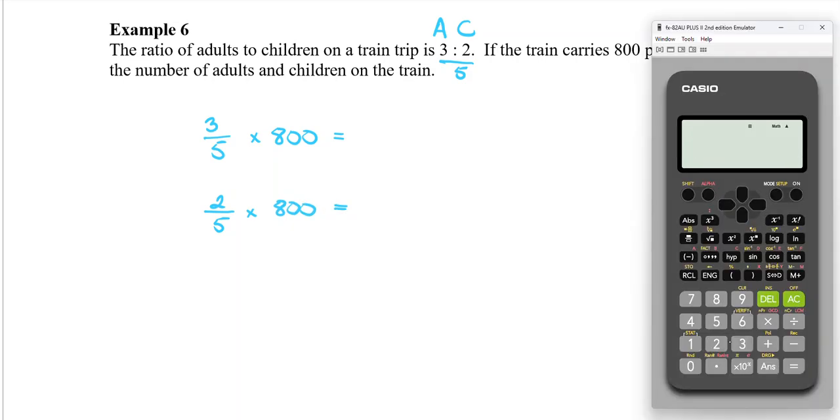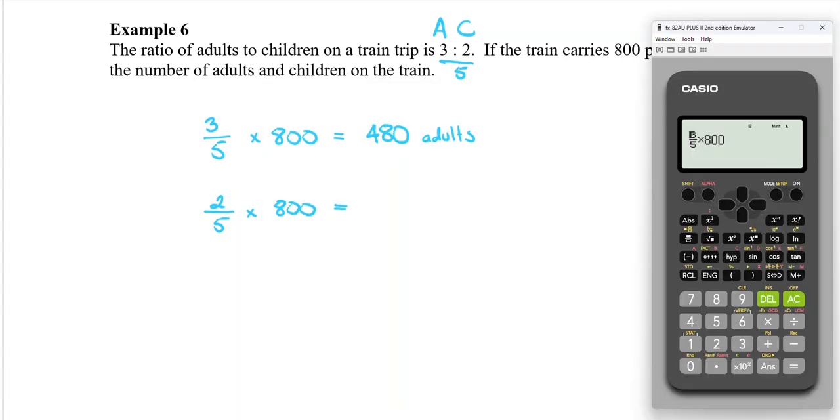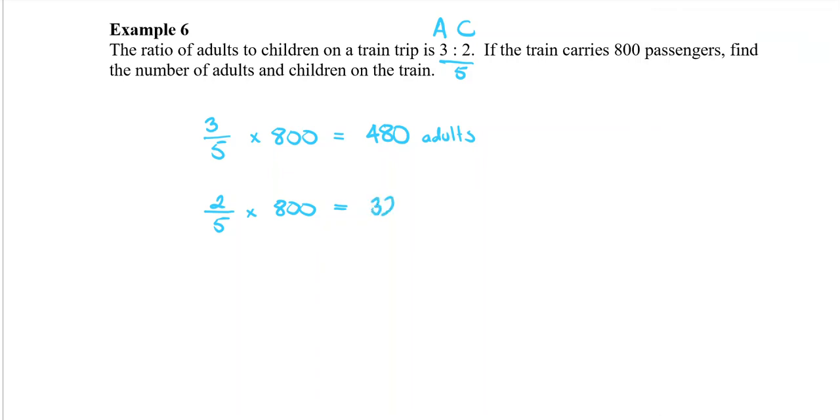Calculator time. 3 over 5, times it by 800, and we get 480 people that are the adults. Then 2 out of 5 times 800 means 320 are children on the train.